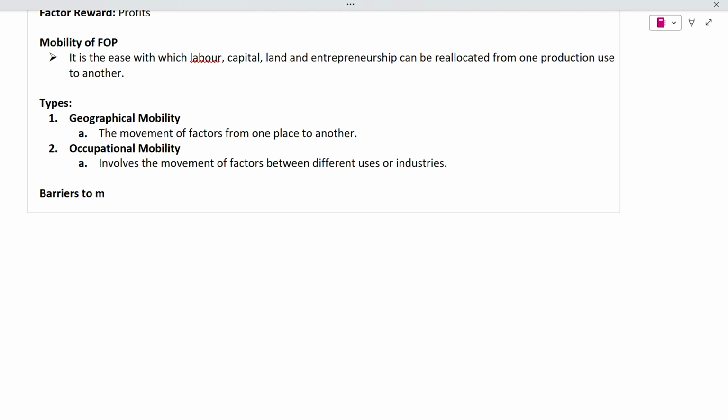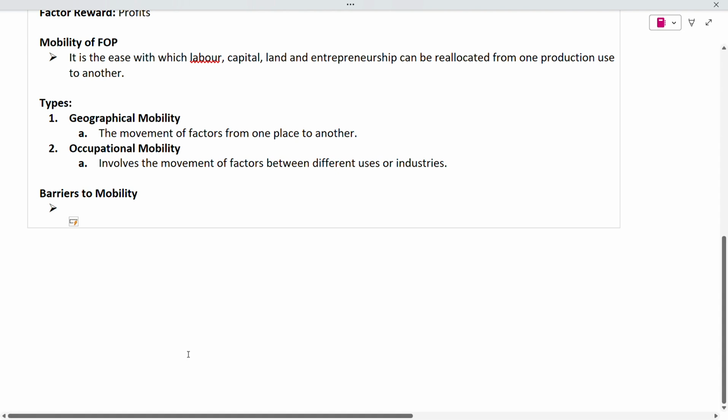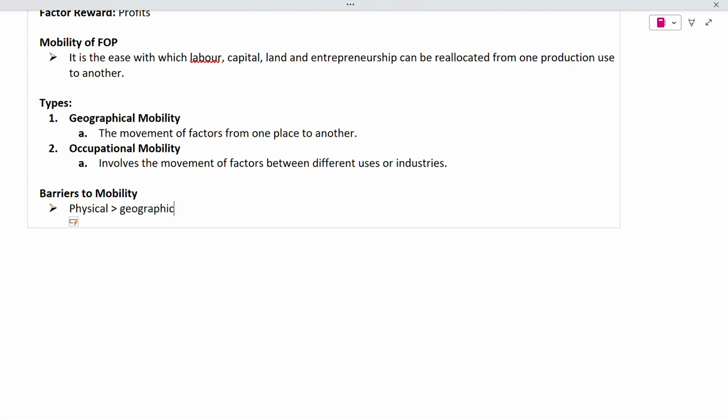In addition to that, we need to understand what the barriers to mobility are, which make the mobility of factors of production less. First of all, we'll be talking about the physical barriers. Physical barriers are geographical factors, like distance and terrain, right? So people living in farther areas, in rural areas, are unable to travel to the urban areas to find jobs. So a person is also limited by the locality that they live in, and that usually reduces their geographical mobility.